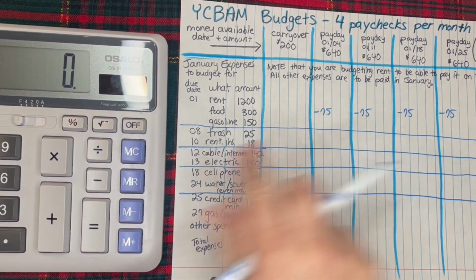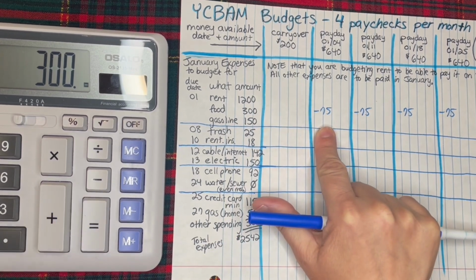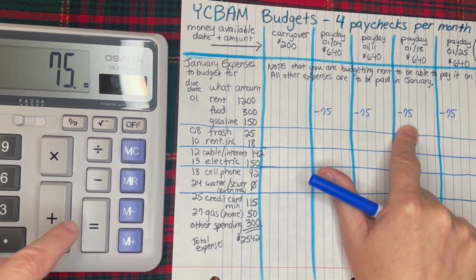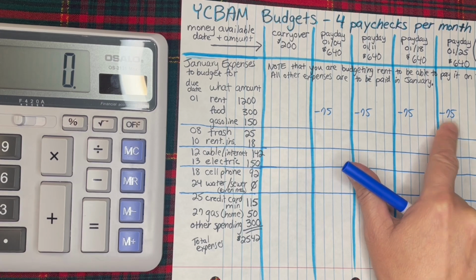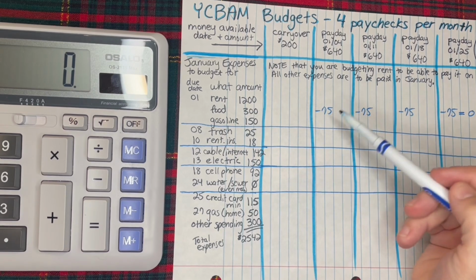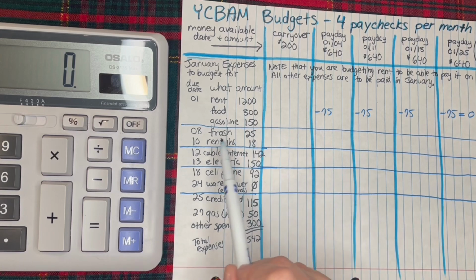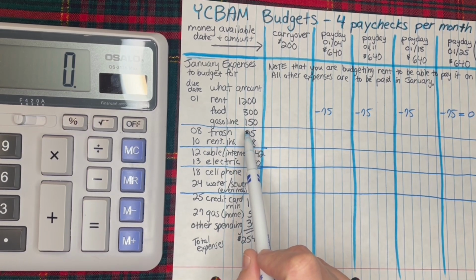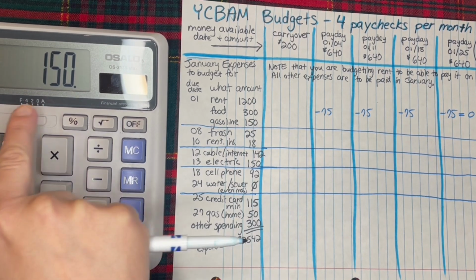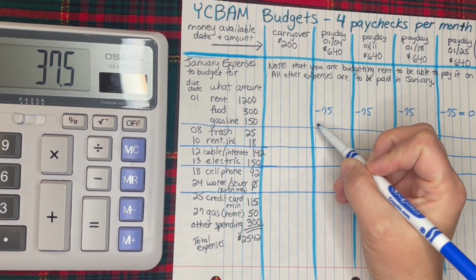And then if we subtract across, our whole budget was $300 for food for the month, minus 75, minus 75, minus 75, minus 75. And then our food is accounted for in the budget from all of those 4 paychecks. So there would be 0 left to budget. Gasoline, we're budgeting $150 per month. If we want to divide that by 4 paychecks, $150 divided by 4, it's $37.50.